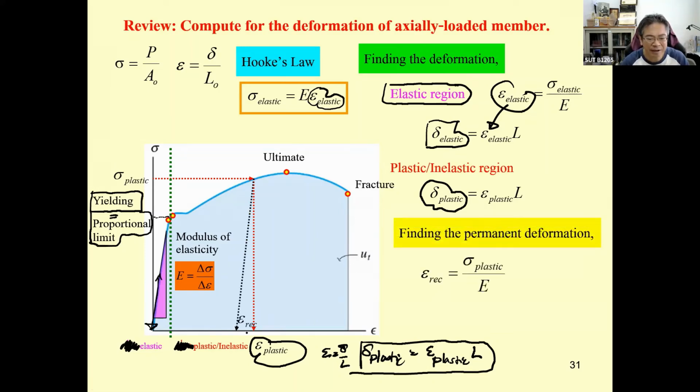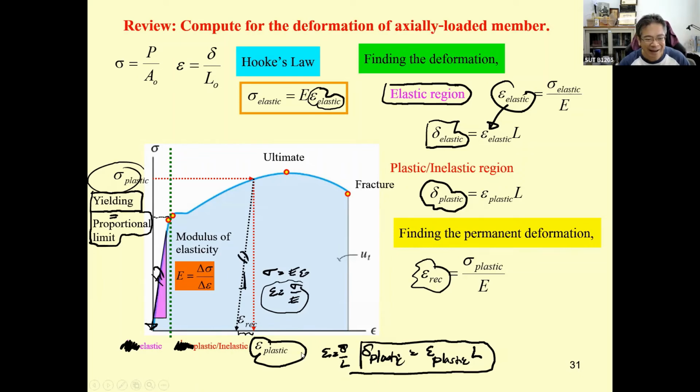And then we did discuss about this. You have the elastic recovery over here. And the strain at the elastic recovery, you have stress equal to E strain, and strain equal to stress divided by E. So strain recovery will be the red line. Okay, that is going to be sigma plastic divided by the slope over here, because when it's returned, the slope of this line are the same.